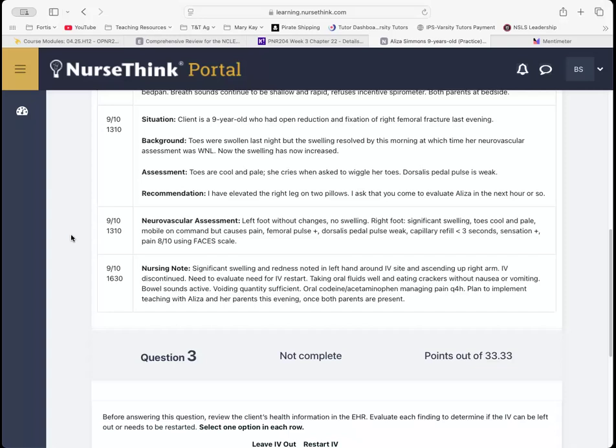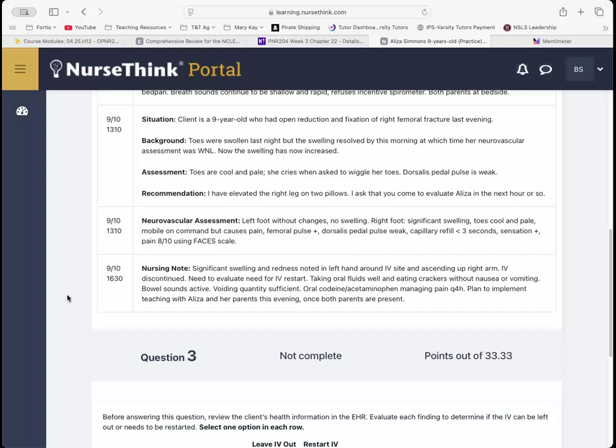Her cap refill has slowed a little bit. She does have sensation, but she has an 8 out of 10 on her pain scale. So definitely going to be getting ready to remove that cast. So making sure we've got all of our ducks in a row there.